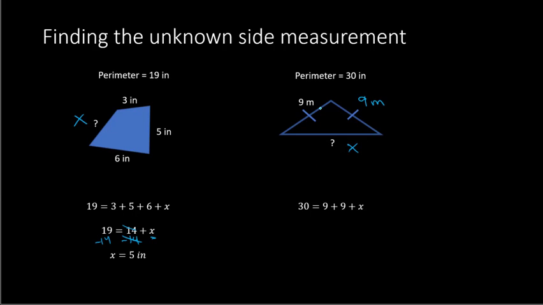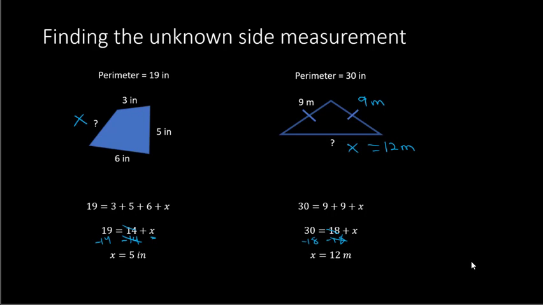So 30 would equal 9 plus 9 plus x. Well, what is 9 plus 9? That's 18. And then 18 plus what gives you 30? That's going to be 12. And again, if you don't know that, we can solve by getting rid of this 18. We do that by moving it over, away from x, by subtracting, which is the opposite of addition. When you subtract, that cancels on the right side. Then we have 30 minus 18, which gives you 12. So x, this missing side length, is going to be 12 meters.